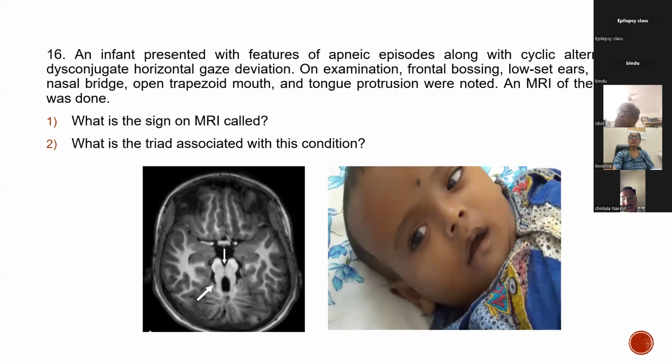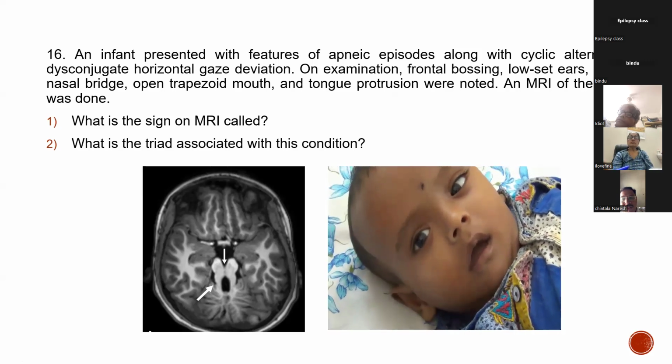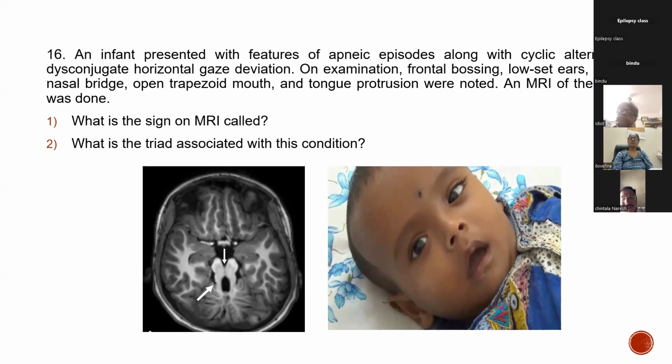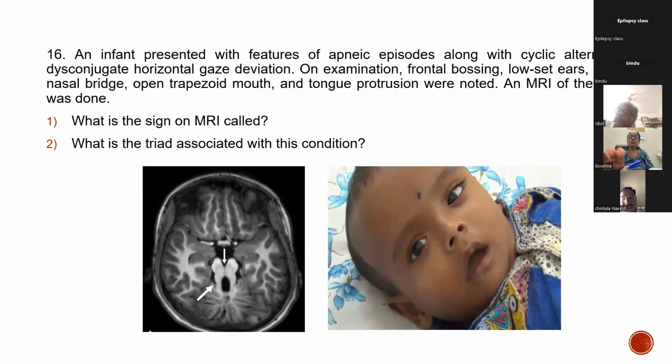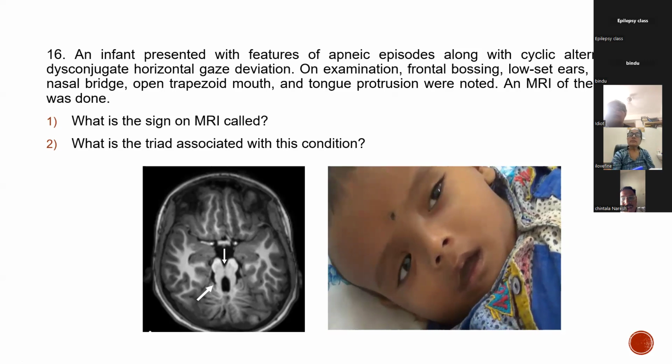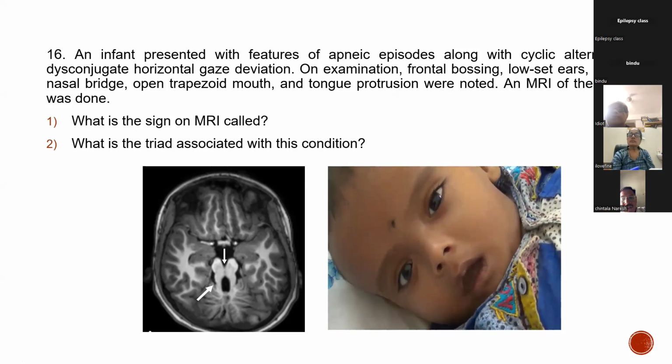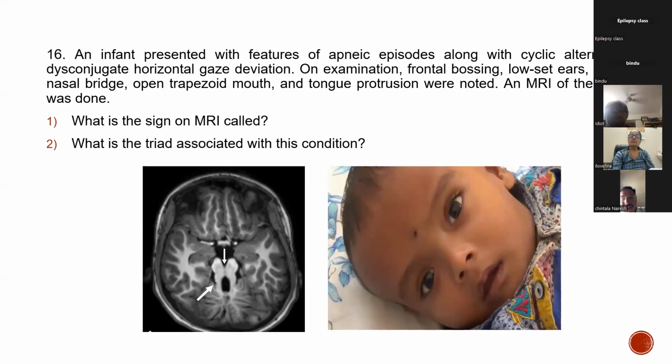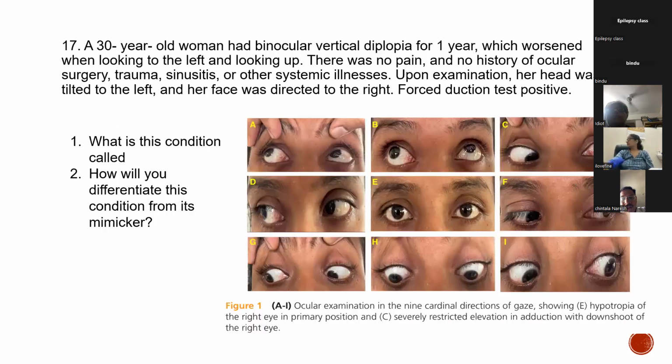Question number 17. A 30-year-old woman had binocular vertical diplopia for 1 year, which worsened when looking to the left and looking up. There was no pain, no history of ocular surgery, trauma, sinusitis, or any other systemic illness. Upon examination, her head was tilted to the left and her face was directed to the right. Her post-duction test was positive.